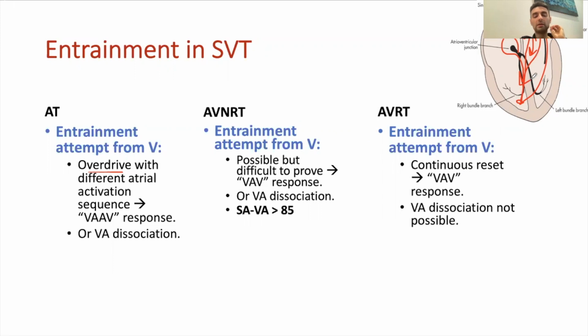Okay, the stem to A versus V to A difference is long in AVNRT because the AVNRT circuit is a circuit that runs in parallel, meaning you are rotating around the AV node, you're going up into the A and down into the V almost simultaneously.